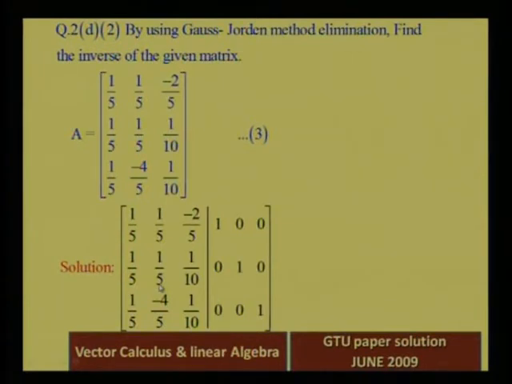So here is our first step. We want to find the inverse of this matrix, so we write it in this manner: first is our matrix, 1 by 5, 1 upon 5, minus 2 by 5, 1 0 0; 1 upon 5, 1 upon 5, 1 upon 10, 0 1 0; 1 by 5, minus 4 by 5, 1 upon 10, 0 0 1. Now we use some row operations, and using those row operations we find the inverse of the given matrix A.